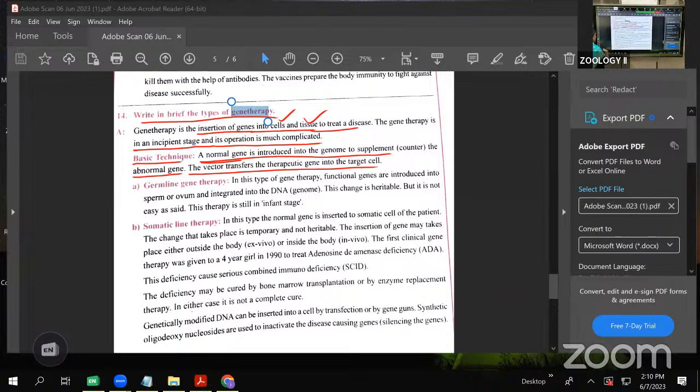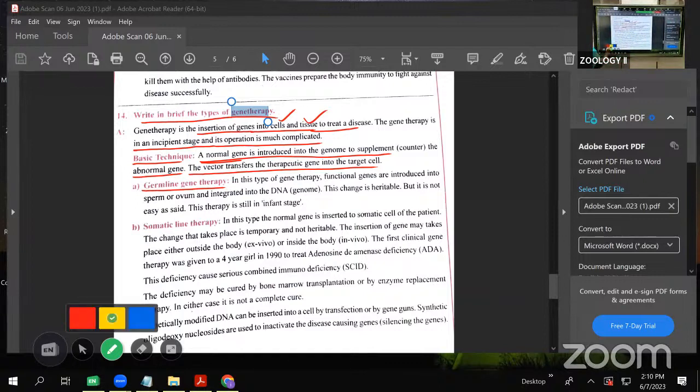Next, there are mainly two types of gene therapy. What are they? First is the germline gene therapy. Gene therapy means insertion of a gene for the treatment of a disease. Here we introduce it through vectors, and vectors transfer the genes to the particular target cell. Next, gene therapy has two types. They are called germline gene therapy.